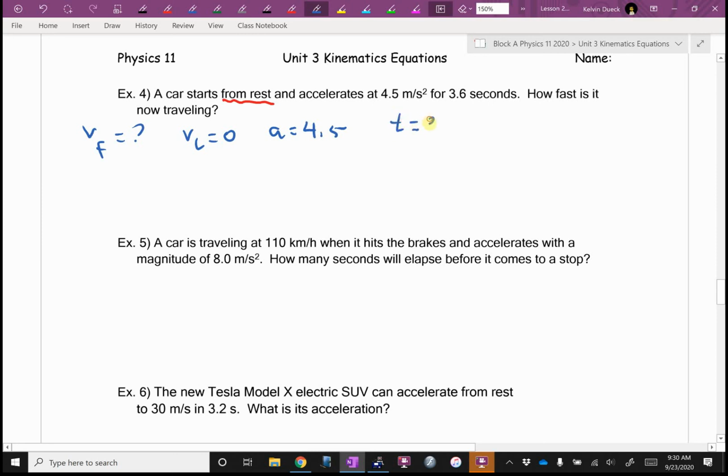I'm looking for an equation that has a VF, a VI, an A, and a T in it. And as a bonus, it would be lovely if the VF was by itself. Well, this is now the second line on your green sheet. It's this one: VF equals VI plus AT. Also, Max, I did a check. All my units were good.